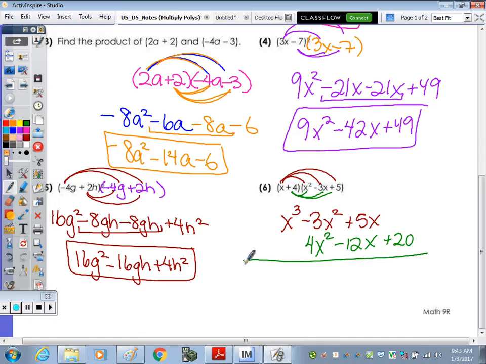Now combining straight down, rather than all left to right, there's nothing to combine with the x cubed, so just bring it down. Remember the x squared is not going to change. Negative 3 plus 4 is a positive 1. We don't write the 1. Positive 5 minus 12 is a negative 7, keeping the x the same, and then positive 20.